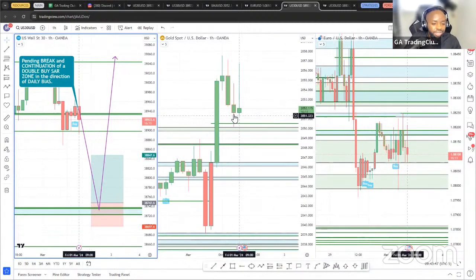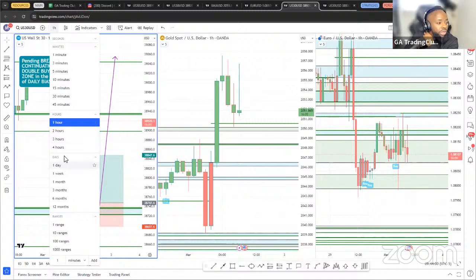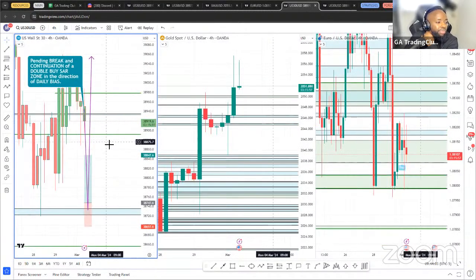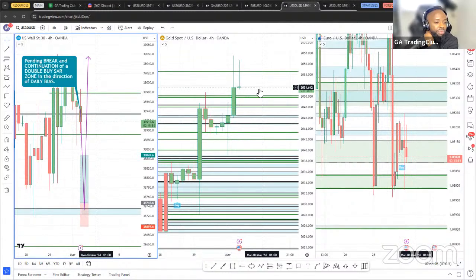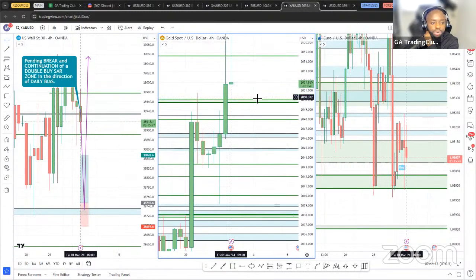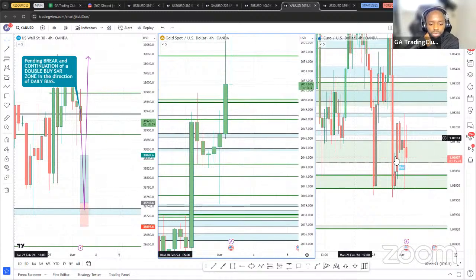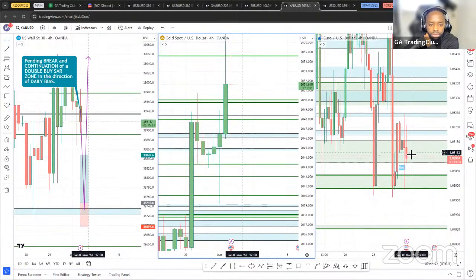For gold here, this is a 4-hour trade. 4-hour on the green zone, 4-hour on EU. So nothing else on the hourly for EU and US 30. On the 4-hour time frame, nothing for US 30, nothing for gold. We have a pending break and continuation entry here on gold, but we have to wait for 3 hours for this to materialize. So this will be later on in the day at 1 p.m. So I'll probably look at this also at 1 p.m. as well.